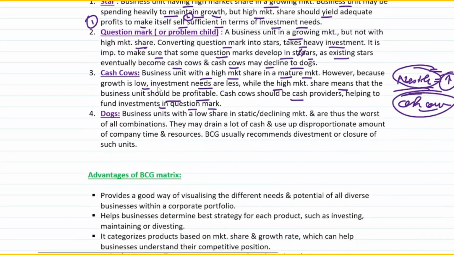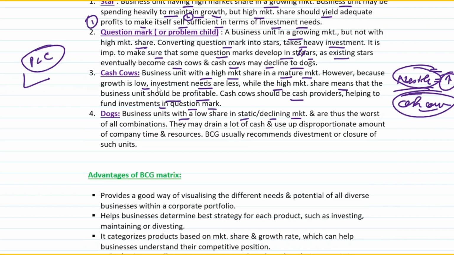Fine. Then finally we come to dogs. Dogs is basically the end stage. Business units with a low market share in a static or a declining market. In all these things, you have to understand that the product life cycle concept is very, very important. You would see that everything is either in the introduction stage, the growth stage, the maturity stage, or the declining stage. So now we are talking about the declining stage, that is dogs.